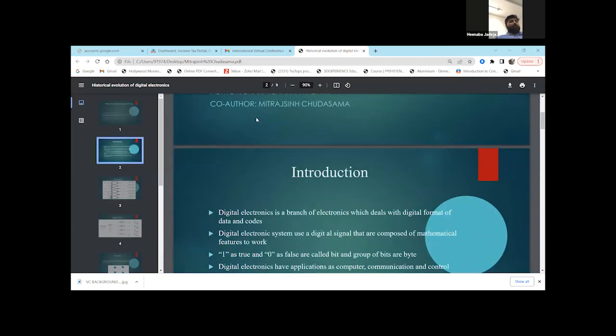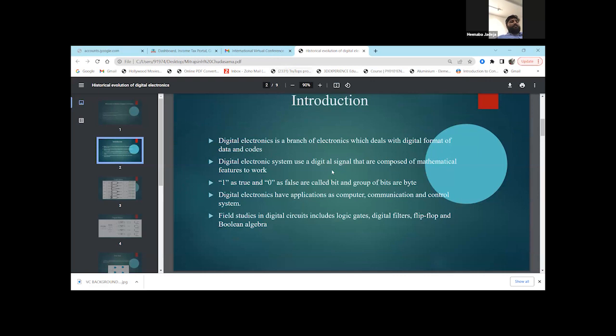Okay, thank you. This is the introduction of our review paper. Digital electronics is a branch of electronics which deals with the digital format of data and code. So digital electronic systems use digital signals that are composed of mathematical features to work. Here one is considered true and zero is considered false, called bits, and groups of bits are called bytes. Digital electronics has applications in computers, communication and control systems. Fields of study in digital circuits include logic gates, digital filters, flip-flops, and Boolean algebra.